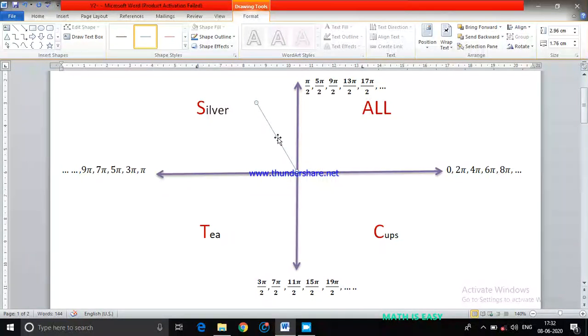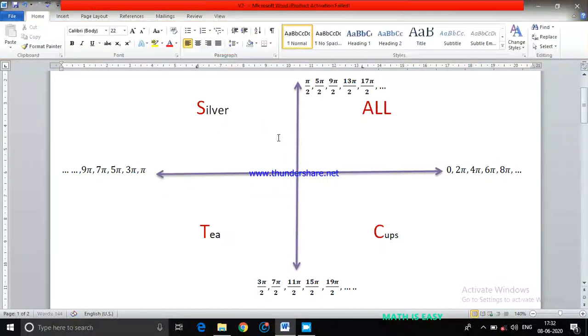Okay. So similarly, if I come to the third quadrant, which values will be positive? T. T means tan and cot. These two values will be positive in the third quadrant. The rest all will be negative. Now how do I enter the third quadrant? For example, I take 225 degrees.